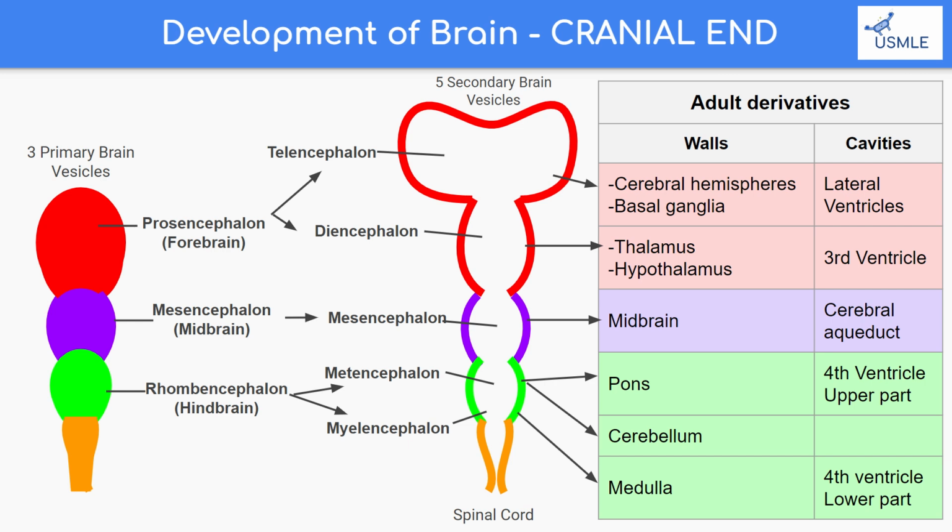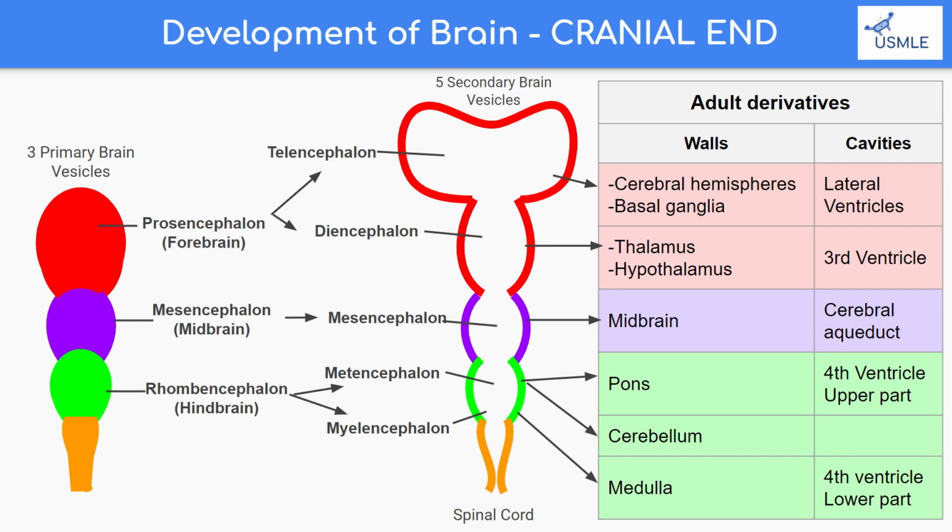The prosencephalon divides into telencephalon and diencephalon. These are secondary brain vesicles. These give rise to cerebral hemispheres, basal ganglia, thalamus, hypothalamus, and cavities corresponding to them, the lateral ventricles and the third ventricle. The mesencephalon gives rise to the midbrain and a cerebral aqueduct.